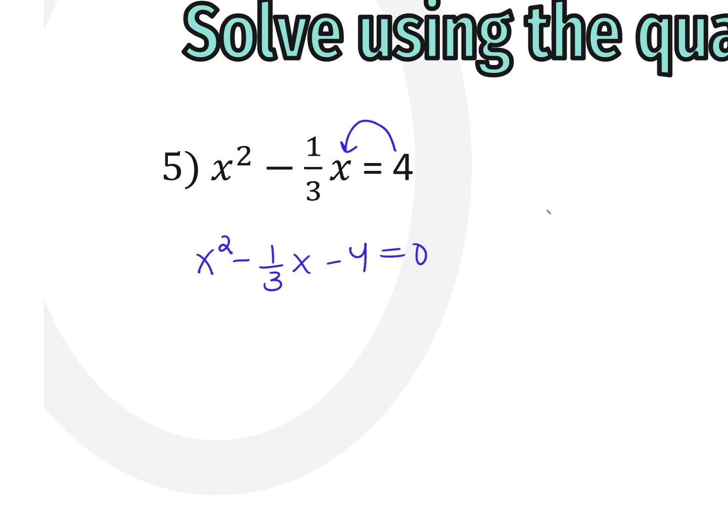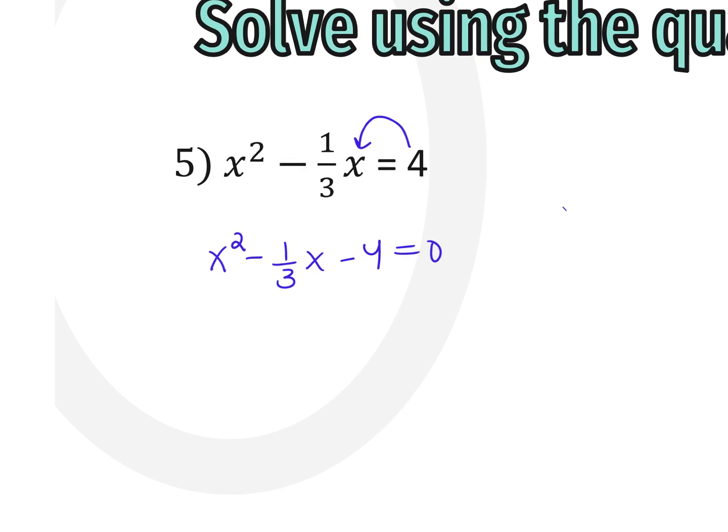Now what can I do to simplify this problem for myself? Multiply. I'm going to multiply the entire equation by what? 3. Let's get rid of that denominator. So I have 3x squared minus what? Minus x minus 12 equals 0.